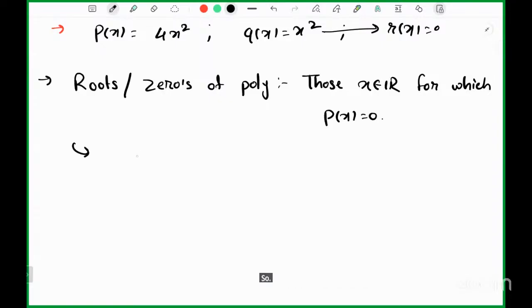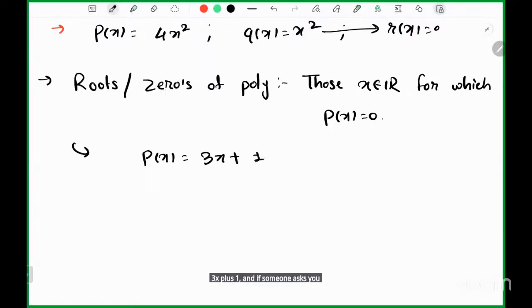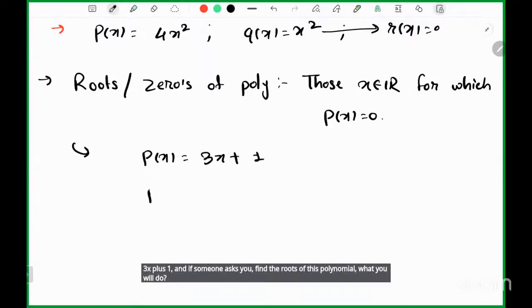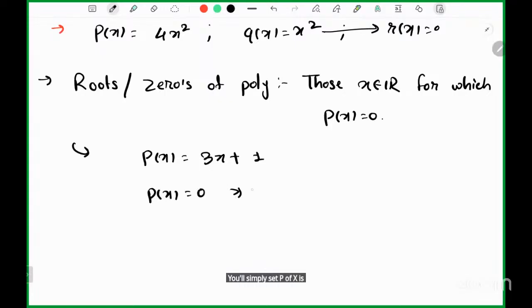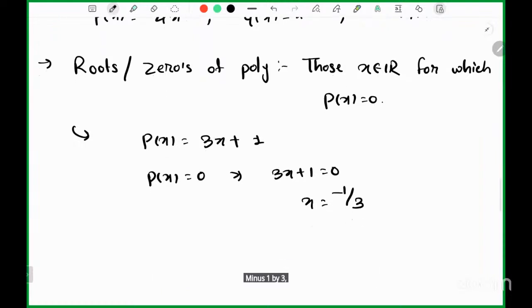So it's very easy to find the roots of such a polynomial. For example, if you have p of x equals 3x plus 1, and someone asks you to find the roots of this polynomial, what will you do? You will simply set p of x equals 0. That means 3x plus 1 equals 0, which means x equals minus 1 by 3. So it's very easy to find the roots of such a linear polynomial, which has degree 1.